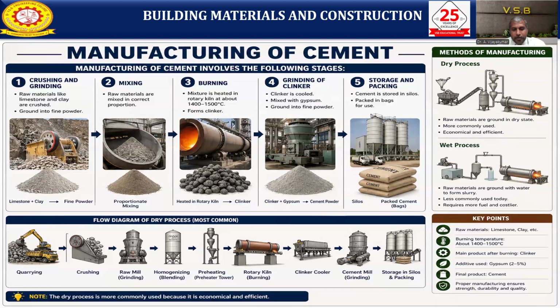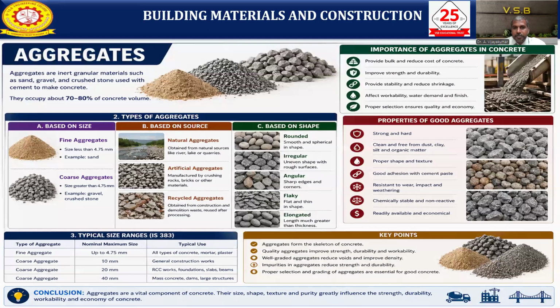So dry processes are more commonly used because they are economical as well as efficient. We should know what raw materials we mainly use for cement: limestone, clay, and so on. When using these raw materials, we need to burn them at a minimum temperature of 1400 to 1500 degrees Celsius. The main product after burning is clinker. This clinker is used for grinding, with a minimum of 2 to 5%, and then you get the final product. Proper manufacturing ensures the strength, durability, and quality of the structure.